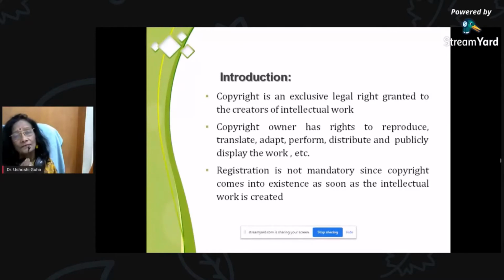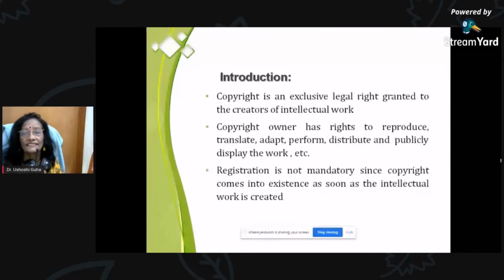But then, please mark the wordings. Registration is not mandatory. Now I'll come to where it is mandatory. Here, this not word: registration is not mandatory. That's how the law goes. Since copyright comes into existence as soon as the intellectual work is created, that means if I write a poetry, I am the creator of the poetry, and immediately my copyright starts. It is not mandatory, my copyright starts.